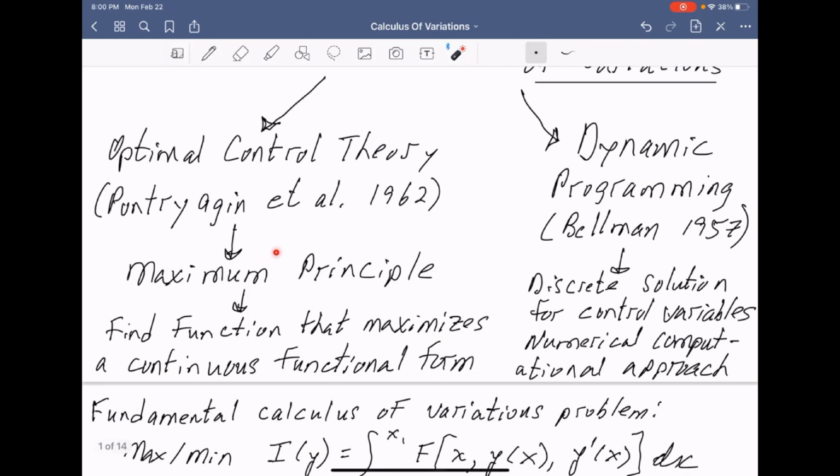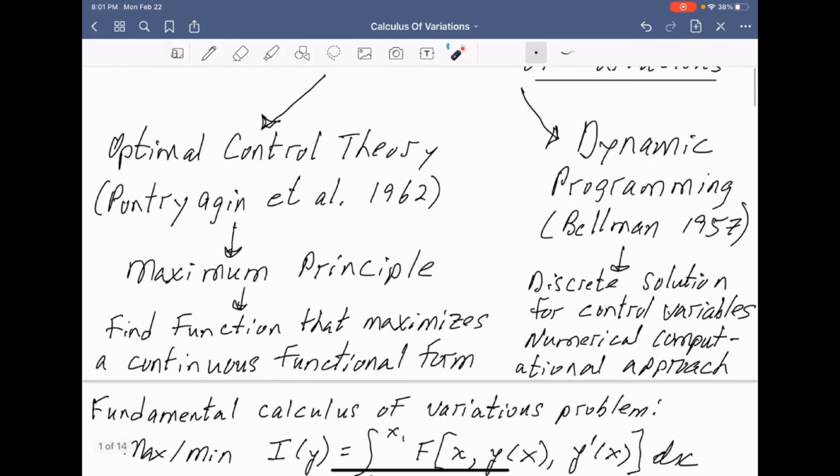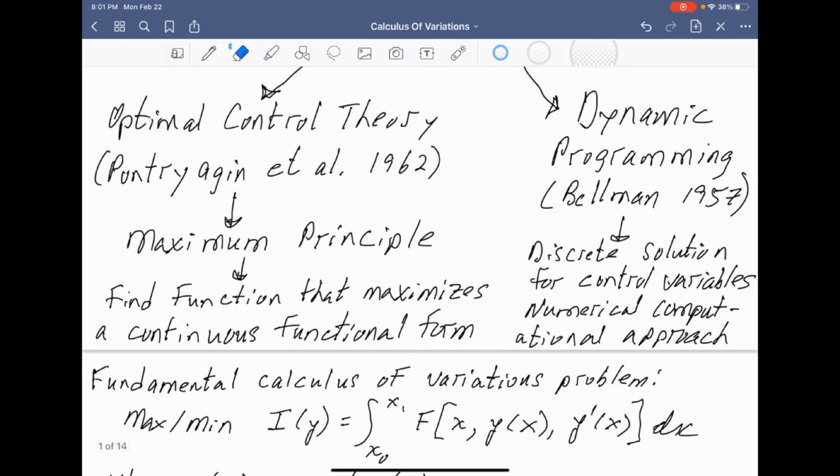And that led to the maximum principle, and the maximum principle basically means finding a function that maximizes a continuous functional form. At the same time, or somewhat earlier, Bellman, in his 1957 book on dynamic programming, came up with a solution that was much more, what we would say, relevant for economists in some ways at least, because it led to numerically computational approaches and basically discrete solutions for a control variable. But we'll look at both of these in more detail as we go along.